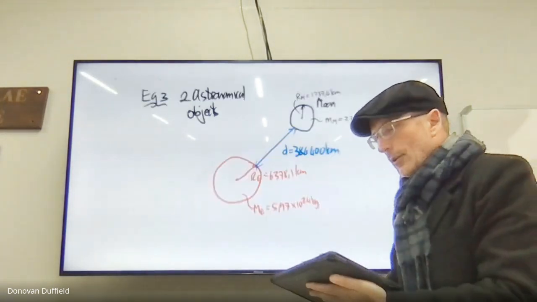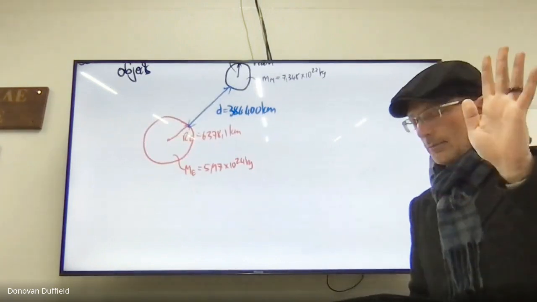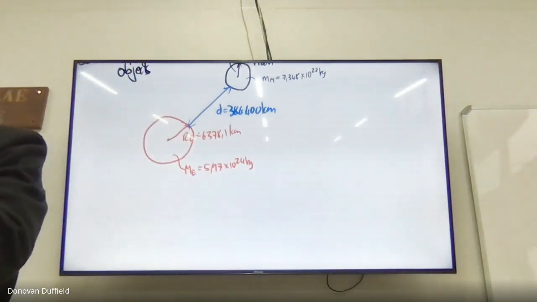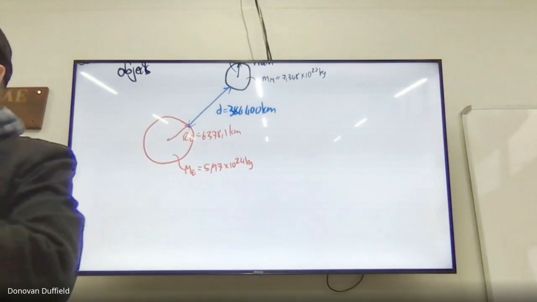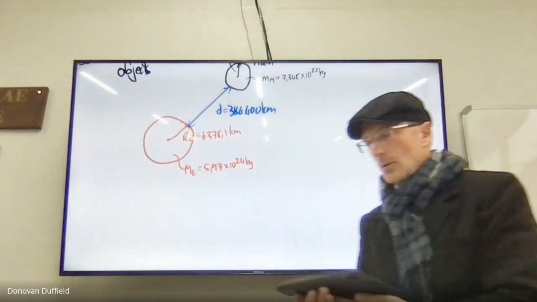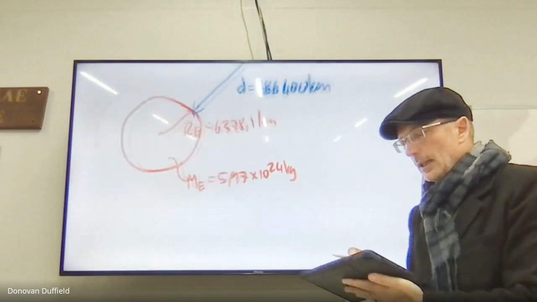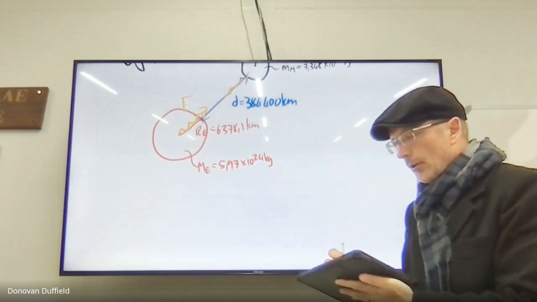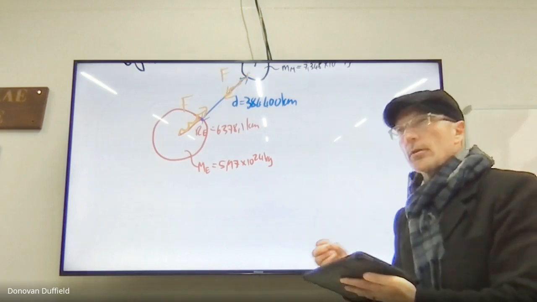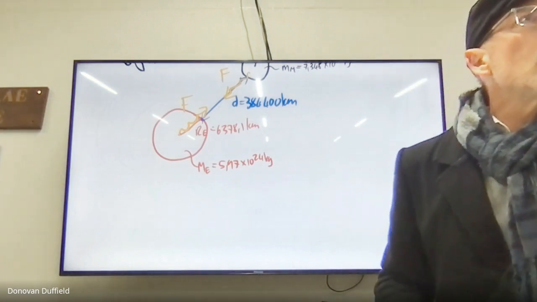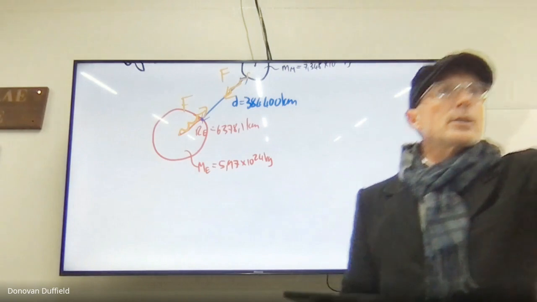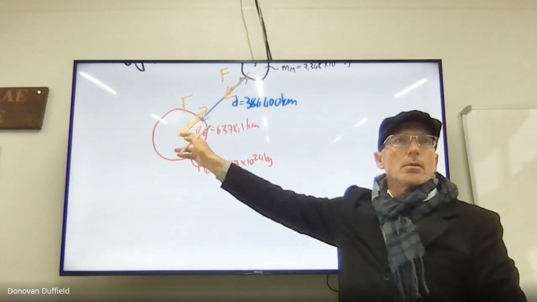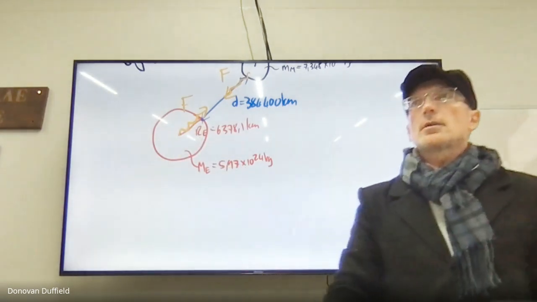Okay, now, let's assume that the distance they've given us is between the two surfaces. So what you do now, ladies and gentlemen, is the following. There is a force of the moon on the earth and a force of the earth on the moon. The force of the moon on earth causes tides. That's why we have tides in the ocean, because the moon pulls on the surface of the earth and pulls on the oceans and creates tides.